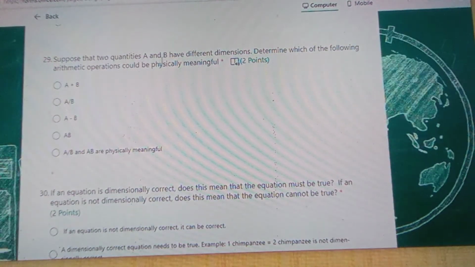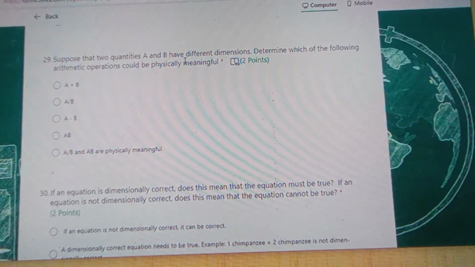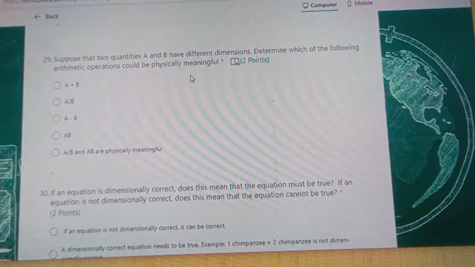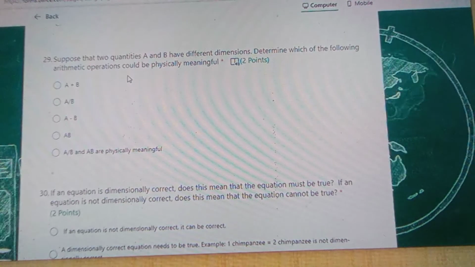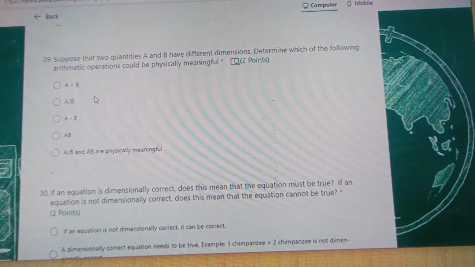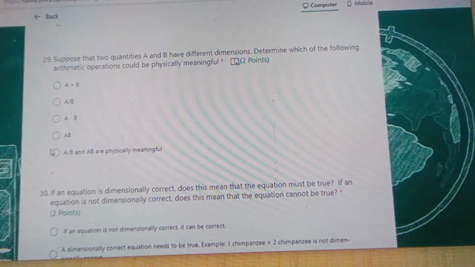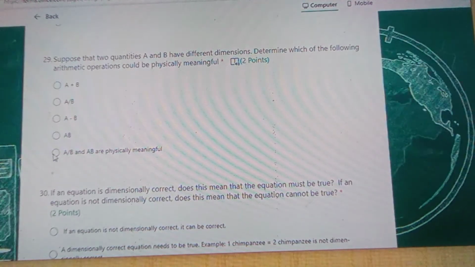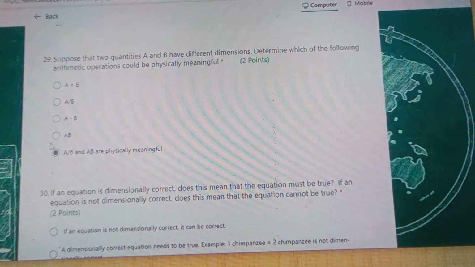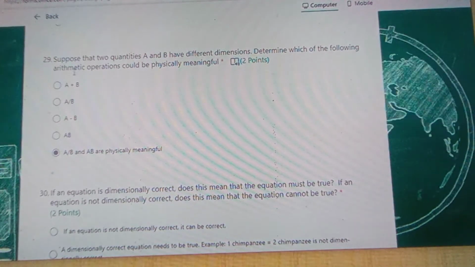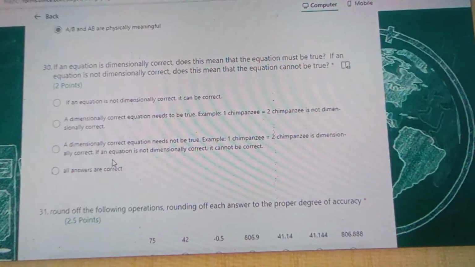29. Suppose that two quantities A and B have different dimensions. Determine which of the following arithmetic operations would be physically meaningful. You have A plus B, A divided by B, A minus B, or A times B. So we don't know. You will need to reflect on it carefully and choose the clear answer.